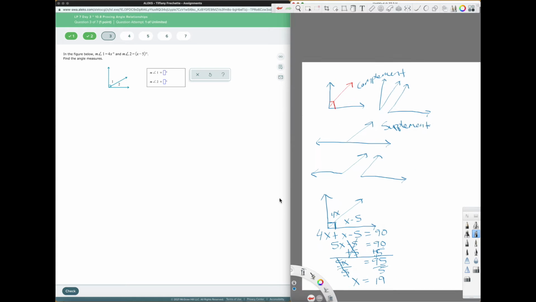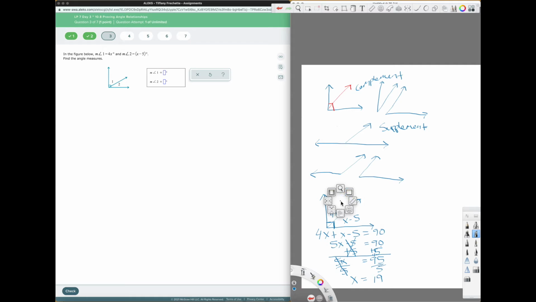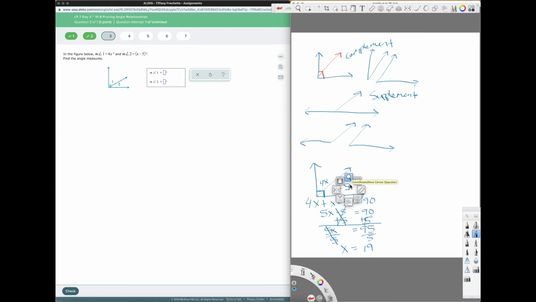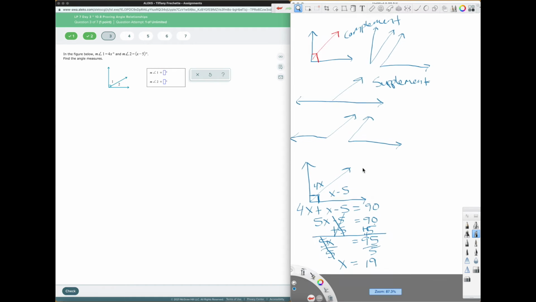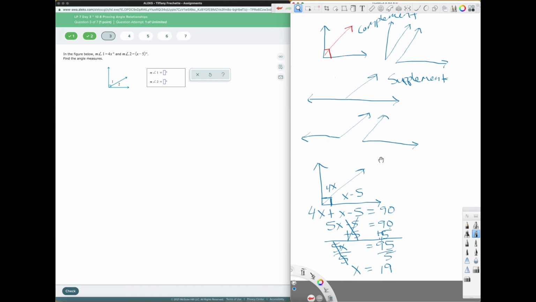Let's see. Zoomed way out on me. I don't like that. Okay, so I have x equals 19.